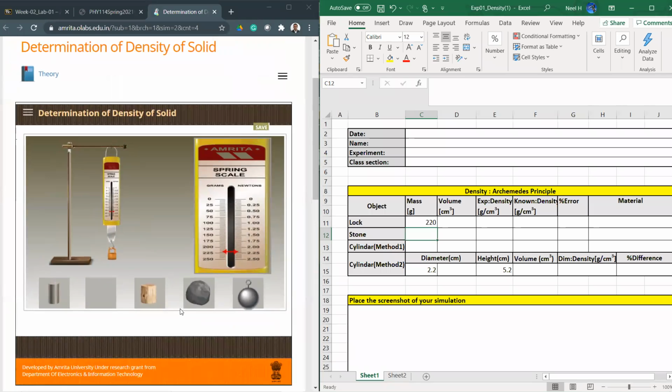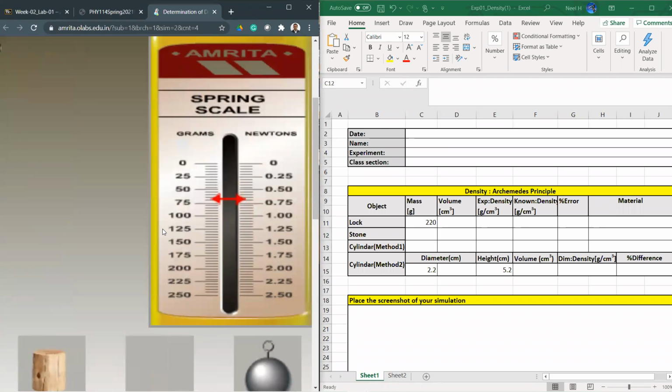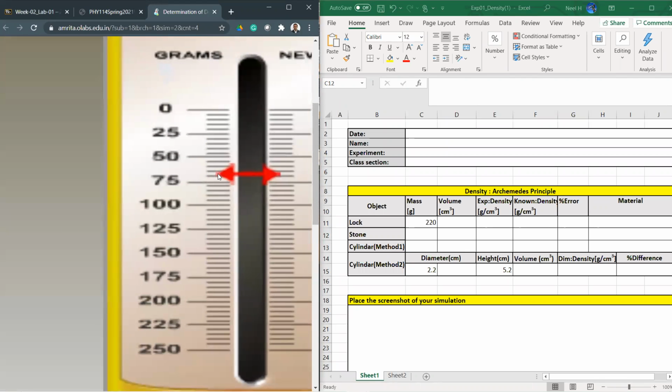Then let's measure the mass of this stone, which is the fourth object. Just click on that. The padlock moves out. I think that's 70 grams. Yeah, we can read that as 70. That's fine.